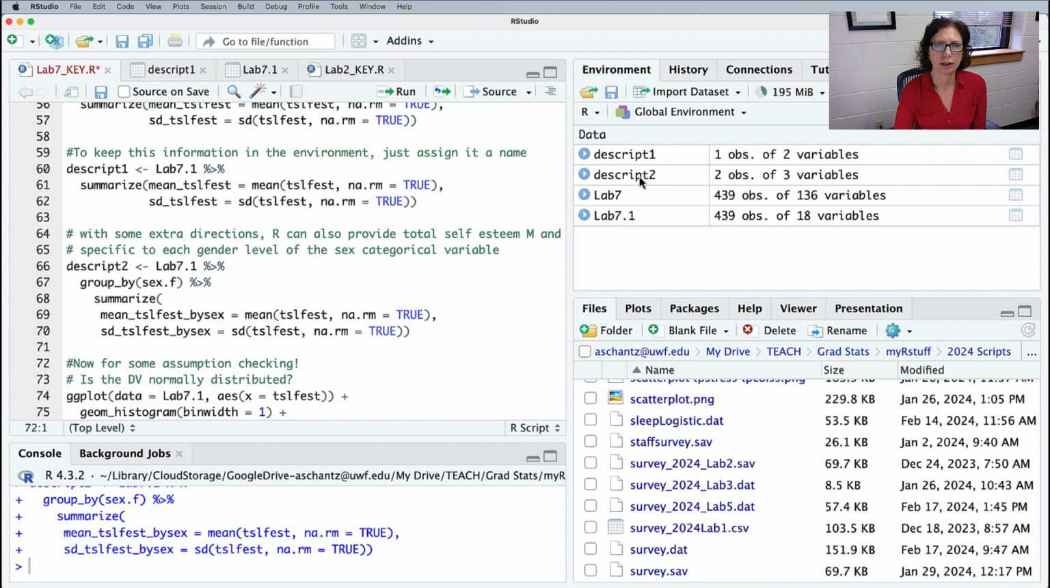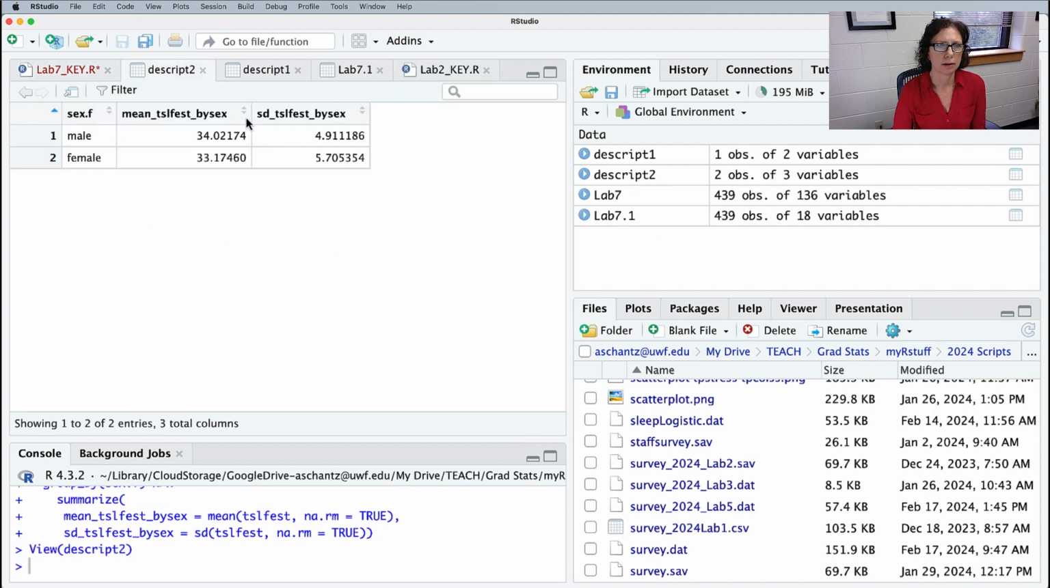So let's take a look at that. So lots of information that I can use to report about total self-esteem by gender type in my narrative, especially as I'm describing the constructs of interest, the ones that will be going into the model.